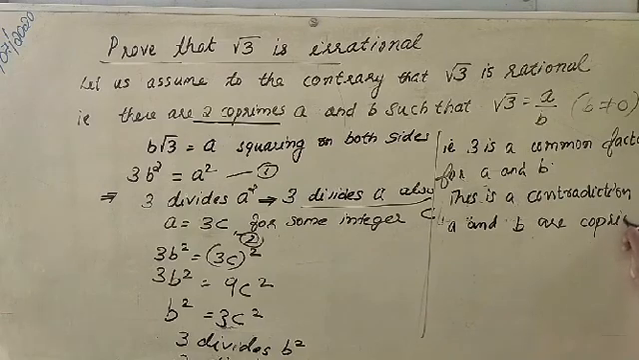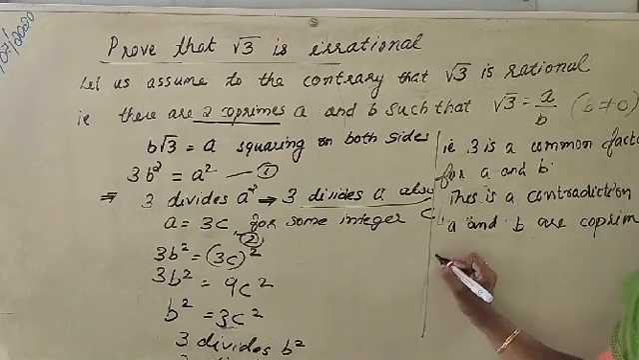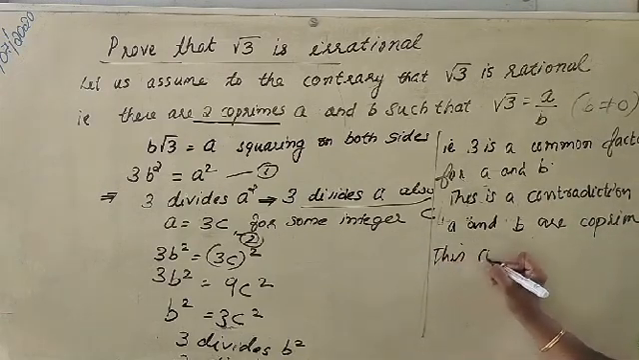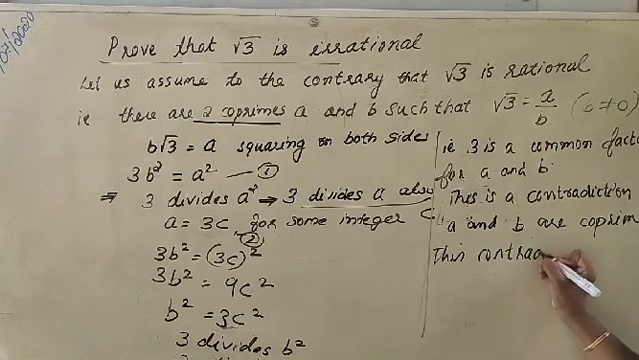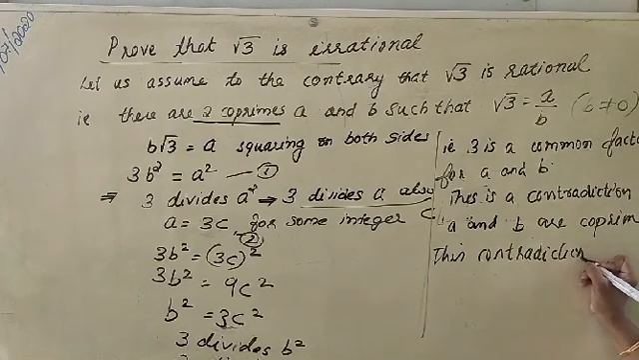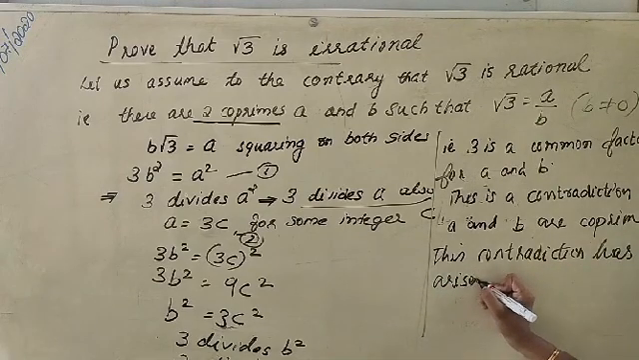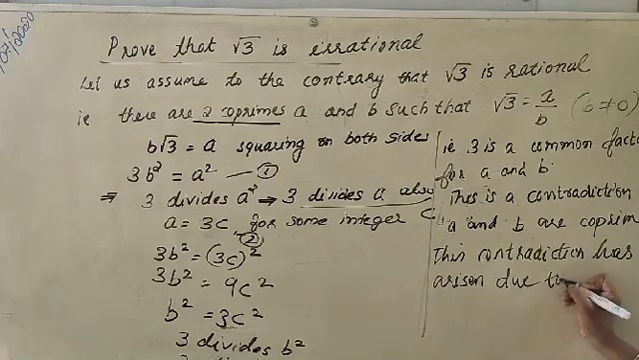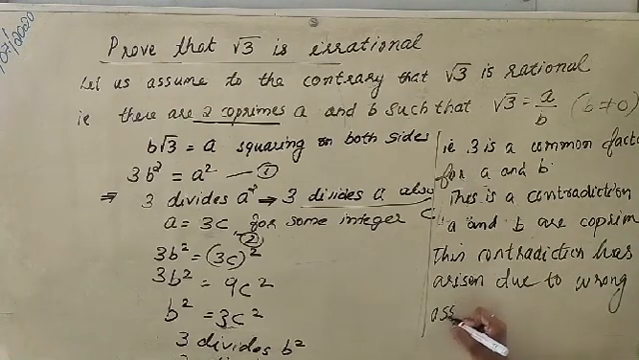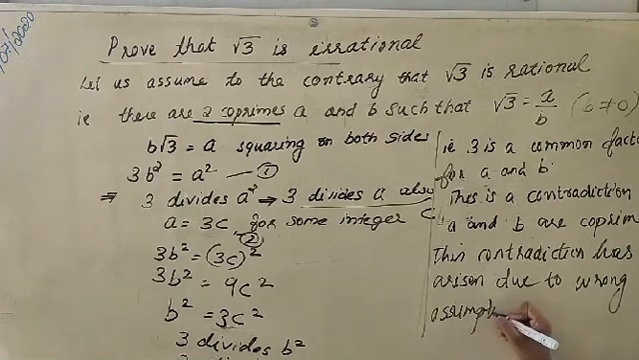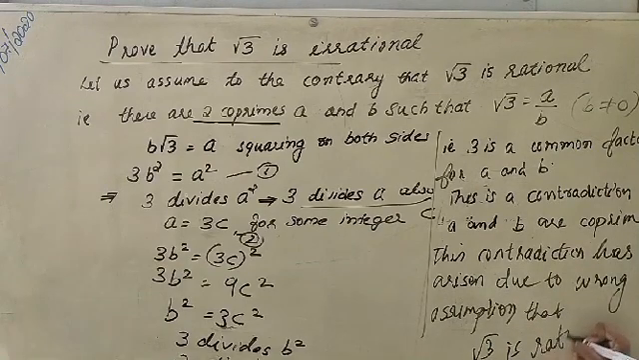Why does this contradiction come? This contradiction has arisen due to the wrong assumption. What was our wrong assumption? That root 3 is rational. It was because we assumed root 3 is rational that we got this contradiction.